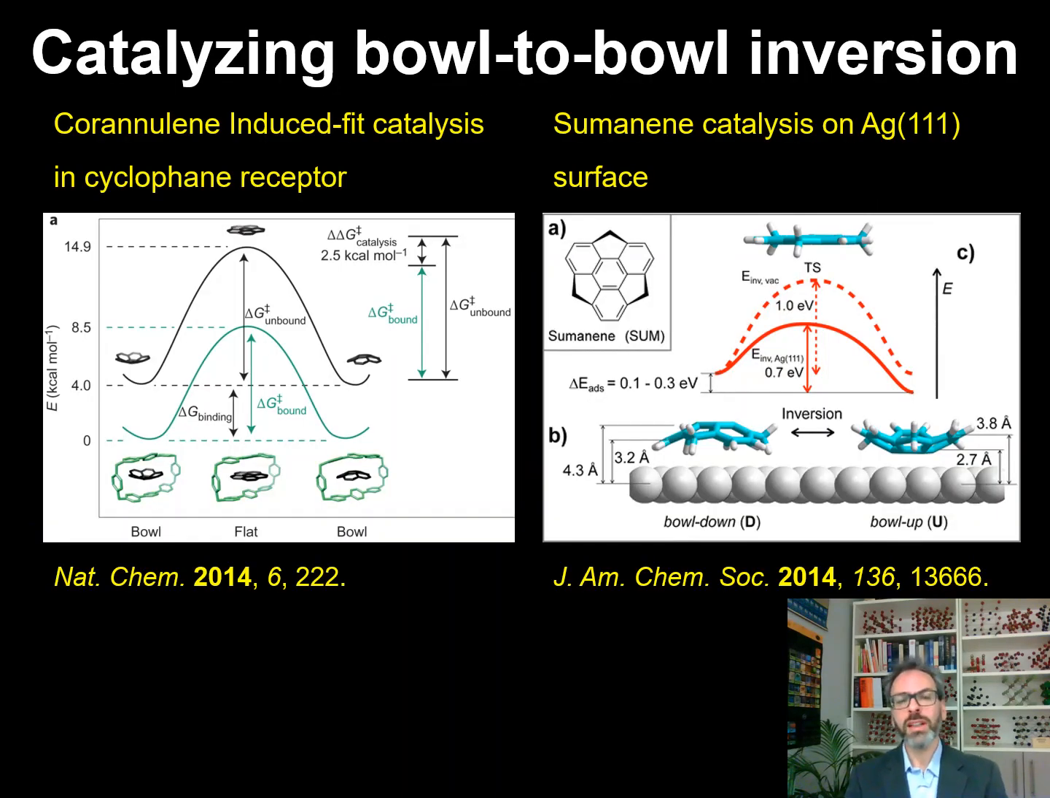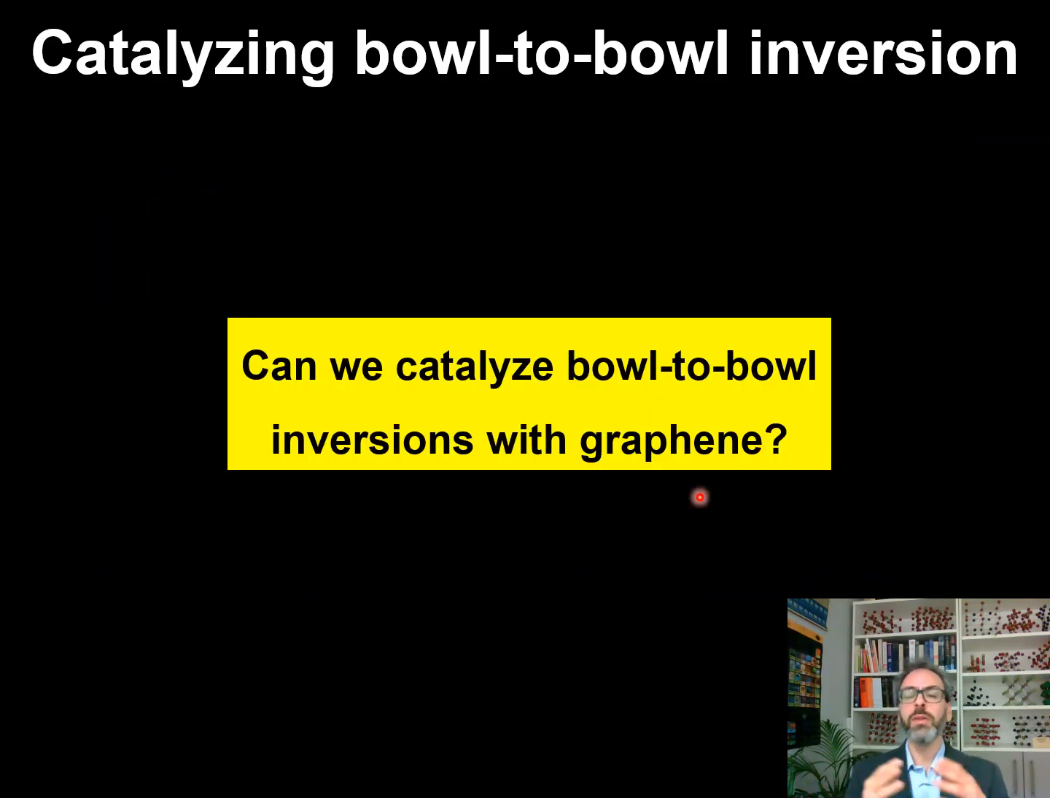So it should be mentioned that catalyzing these bowl-to-bowl inversions has attracted considerable attention in recent years. So for example, in this Nature Chemistry paper, they were able to show that the bowl-to-bowl inversion in corannulene can be catalyzed by passing it through a cyclophane receptor, and this is called induced fit catalysis. And the bowl-to-bowl inversion in sumanene has been shown to be catalyzed on a silver surface. So this naturally raises the question, can we catalyze these bowl-to-bowl inversions on a pristine graphene sheet?